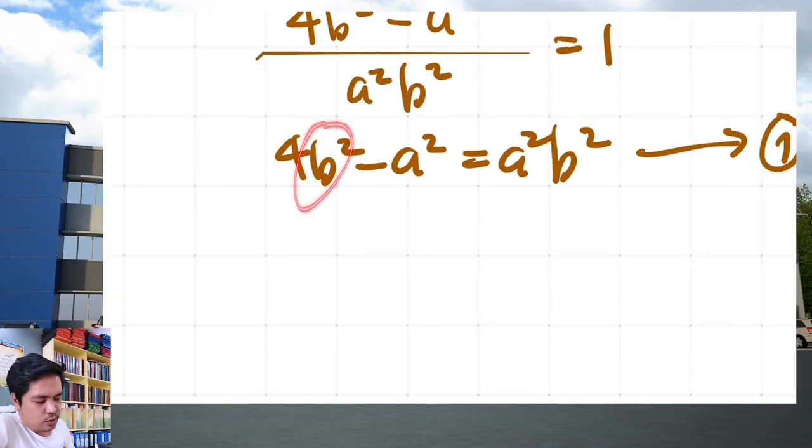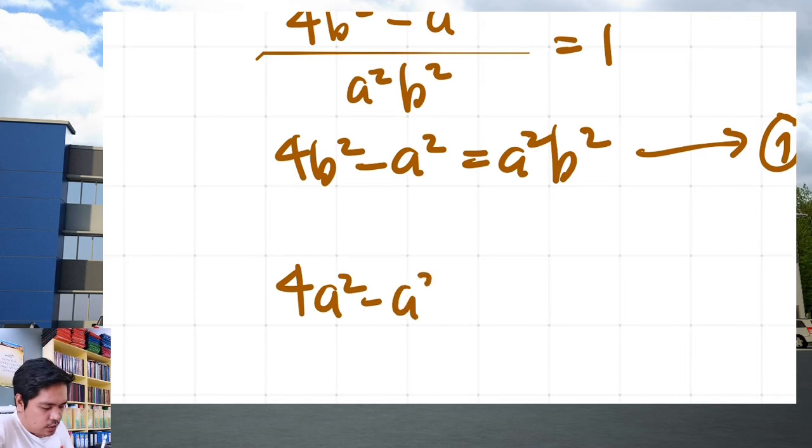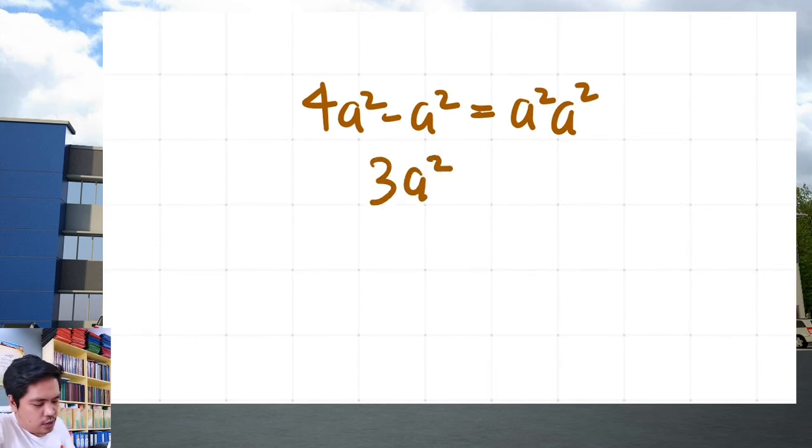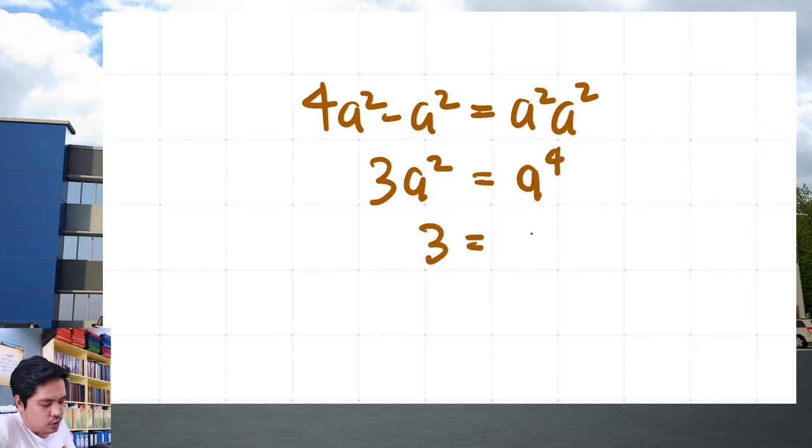For b, let's substitute a because they are just equal. So this becomes 4a squared minus a squared, that's equal to a squared times a squared. So we have 3a squared, right? Yeah, that's 3a squared is equal to a raised to 4. So therefore, 3 is equal to a squared.